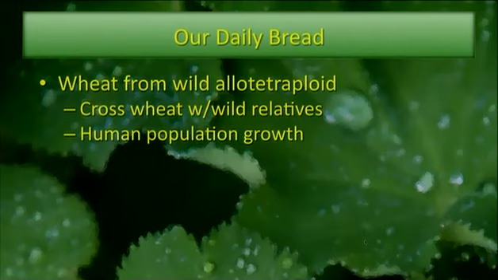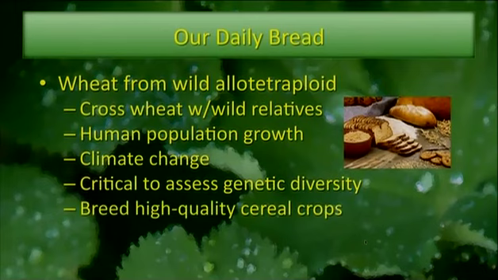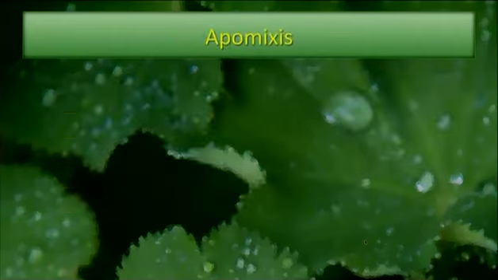So this is actually a response to human population growth and also to global climate change. It's critical to assess genetic diversity because we want genetic diversity. We don't want another bunch of corn dying or a bunch of potatoes dying, making starvation the norm, something that we have to go through. So what they want to do is breed high quality cereal crops because I guess we're not really going to give up on cereals, even though some people are allergic to the protein in wheat.